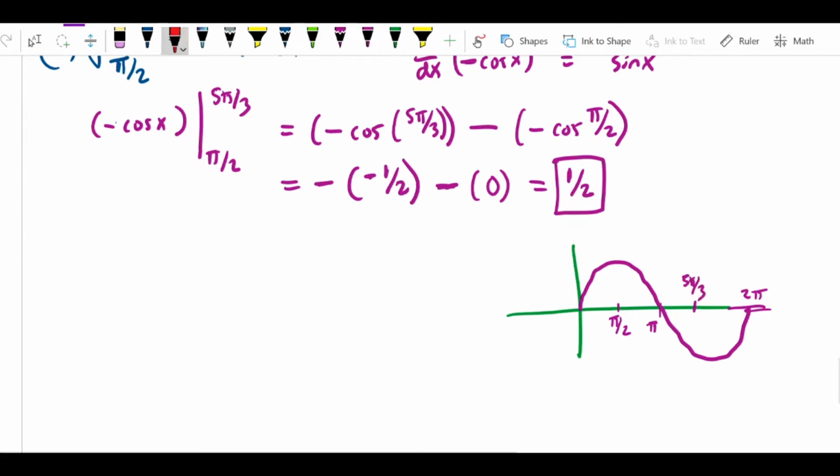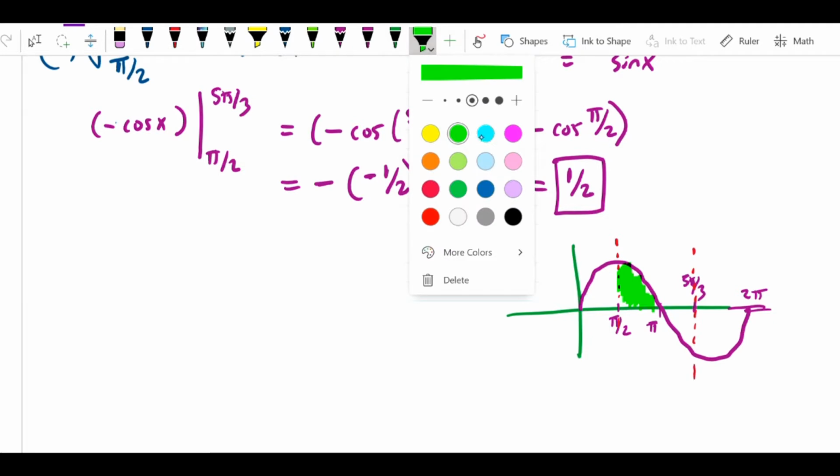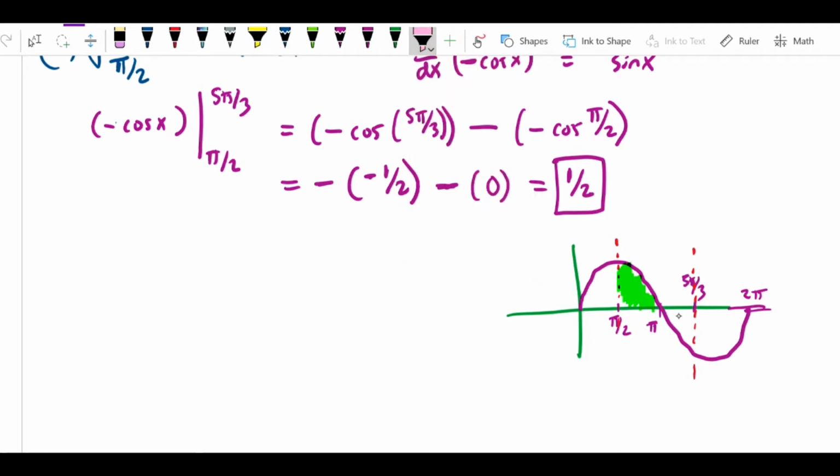So let's look at what we added up. We added up this area, and I'll do this one in green because it's positive. And then we also subtracted this area. Once we did that, these don't quite balance each other out, but we just got 1/2. So I just want to demonstrate something to show you what happened.